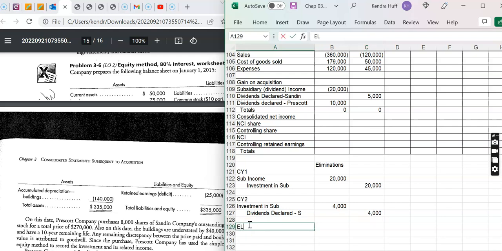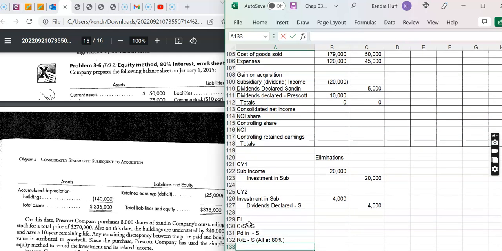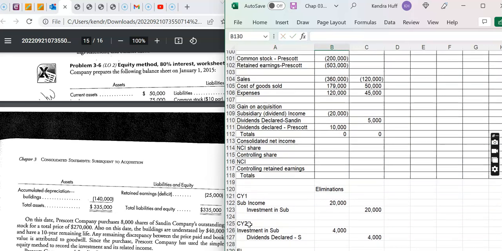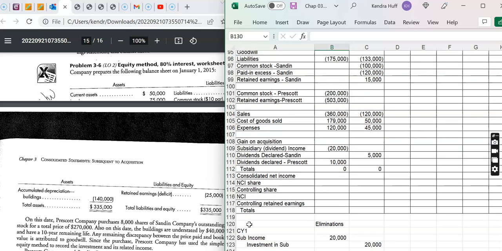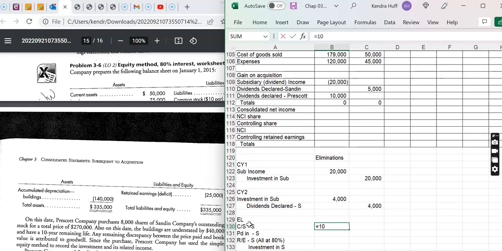Alright, then EL is going to be common stock of the sub, paid in of the sub, retained earnings of the sub. Right, all at 80%. And then the investment. So 100, 120, and a negative 15. So 100 times 0.8, 120 times 0.8.